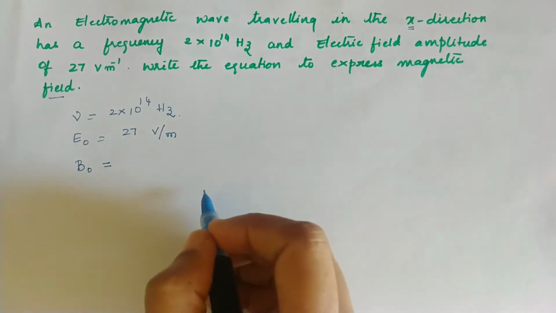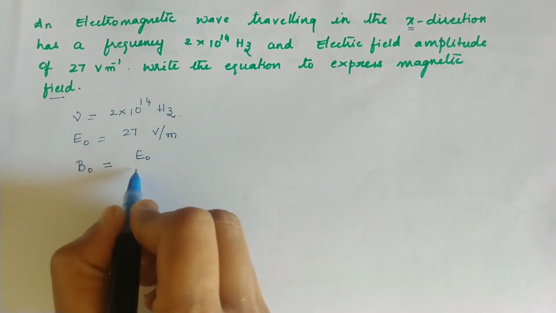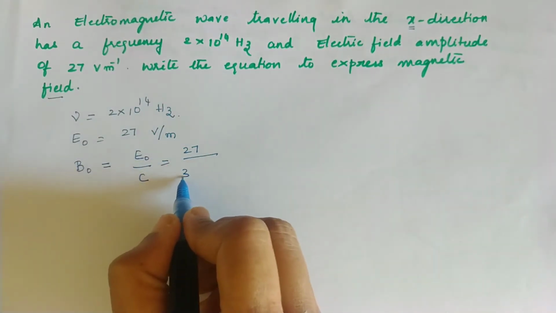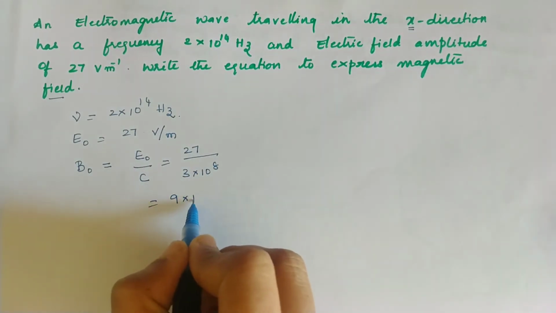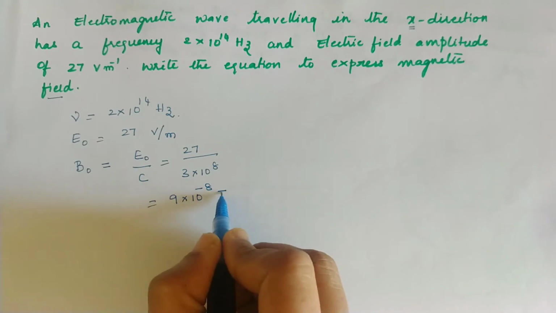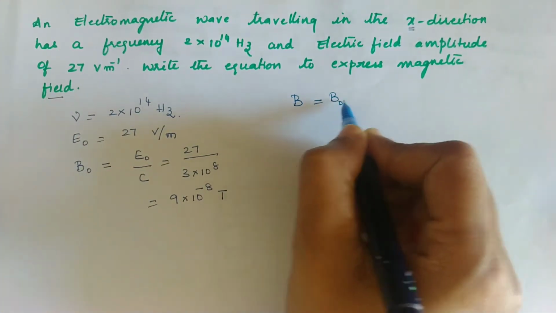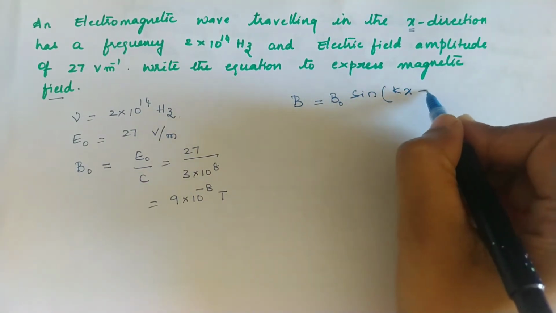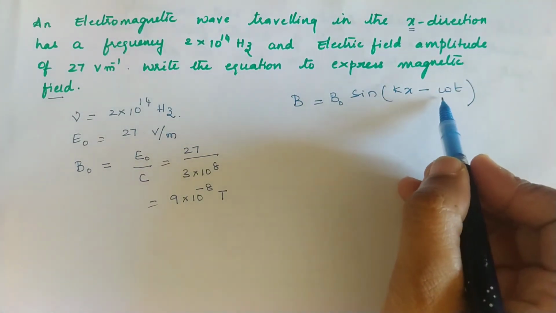So first I will find out the magnitude of magnetic field. Okay, we know E naught by B naught is equal to C, so B naught can be written as E naught by C. C is speed of light. So 27 by 3 into 10 power 8, that is 9 into 10 to the power minus 8 Tesla. So how to write the equation for magnetic field? B naught sine kx minus omega t. If you know the frequency, you can find omega.